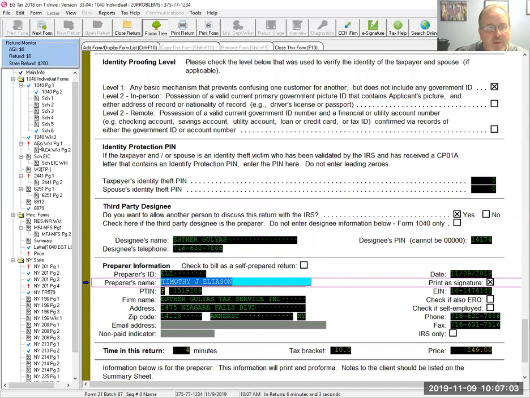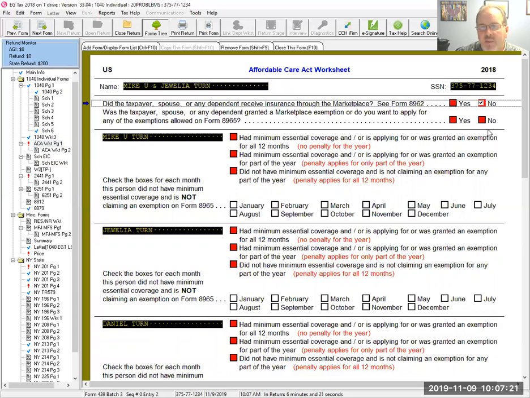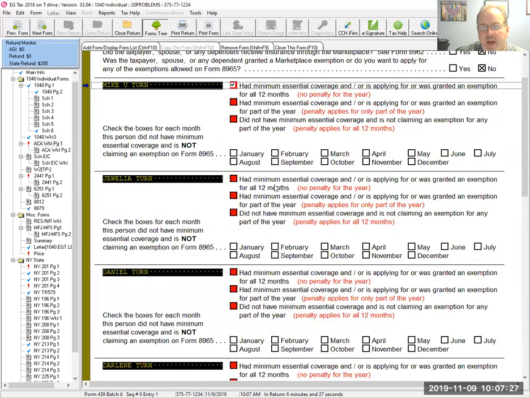Just to clean up a couple things, we talked about the fact that it says in the bullet point that the entire Turn family had health coverage for all year. So we're going to go up here to our ACA worksheet. You can see it on the tree on the left. I have it in blue, but we have there that they did not get it from the marketplace. They had it all year, so they don't need any exemption. And then we just check that first box behind each of their names.